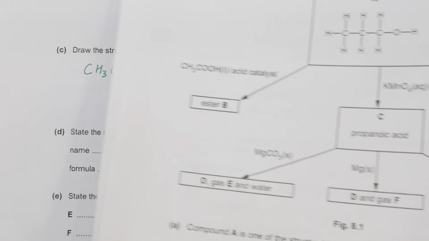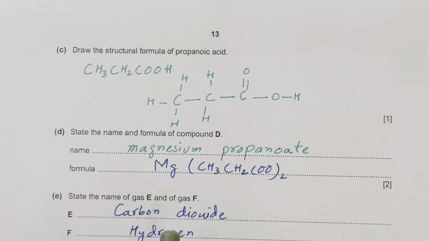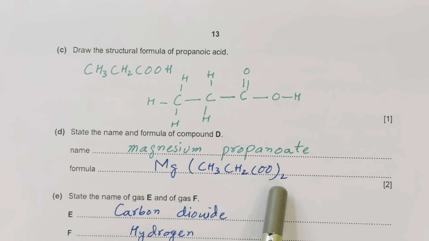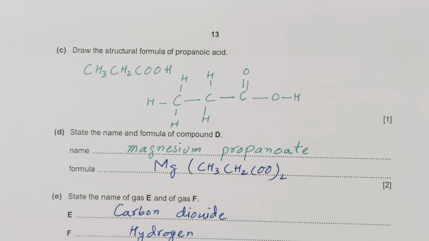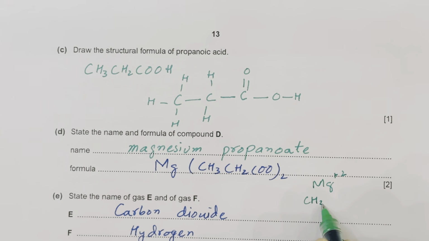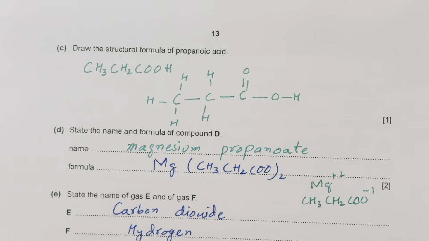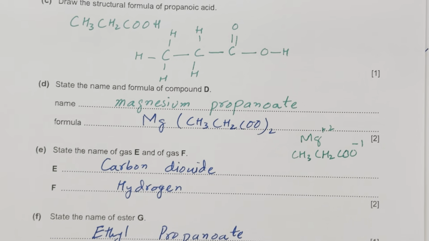Part D. State the name and formula of compound D. We know that compound D is from propanoic acid and magnesium carbonate. It would be magnesium propanoate, and its formula would be Mg(CH3CH2COO)2. It is formed between CH3CH2COO minus 1 and Mg plus 2. So I can write it to show you: Mg plus 2 and CH3CH2COO negative. They both make the formula.